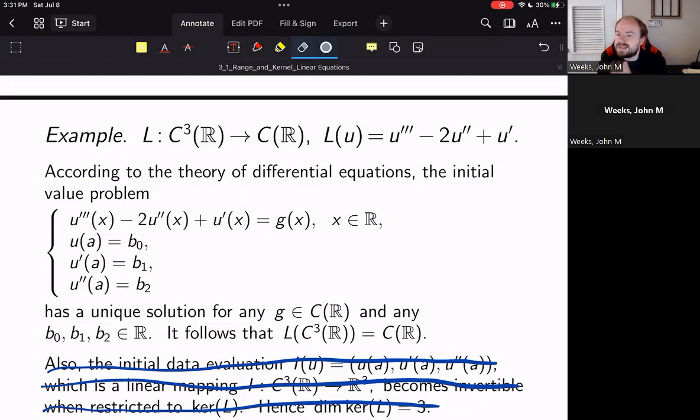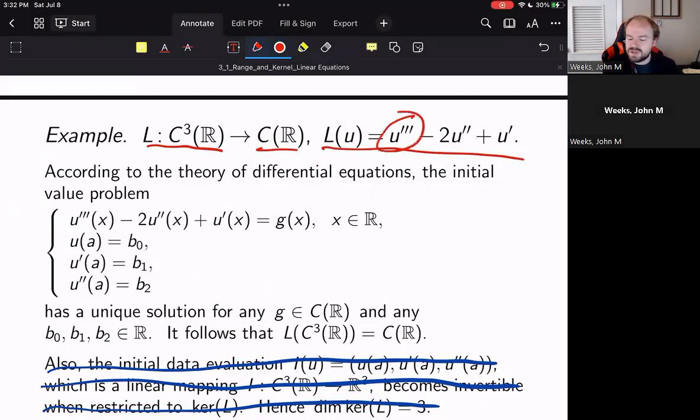Let's take the space of thrice differentiable functions, such that the third derivative of the functions is continuous. So, three times continuously differentiable. Let's take that operator going into the space of continuous functions, where this operator is like this. They need to be differentiable 3 times, so we need to have a u triple prime inside of here.